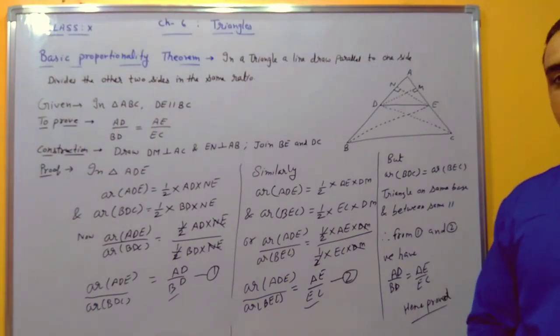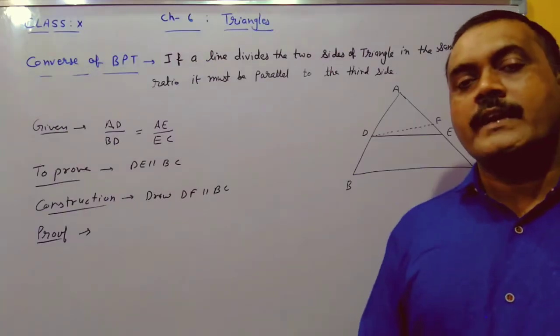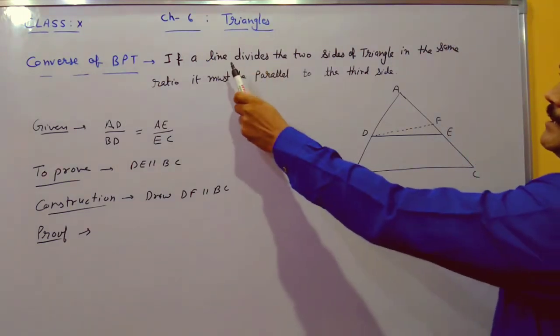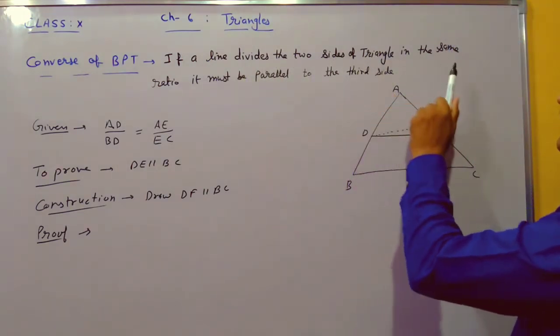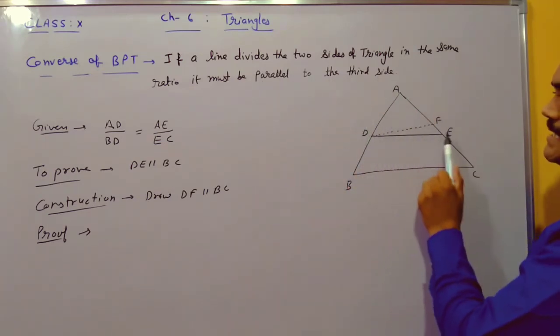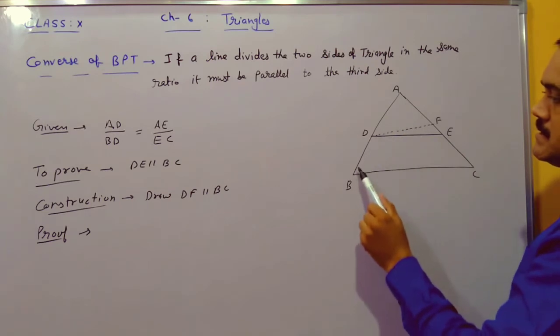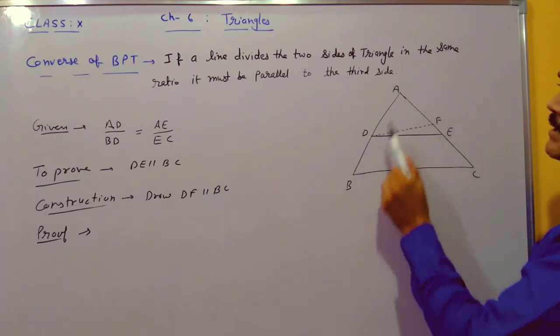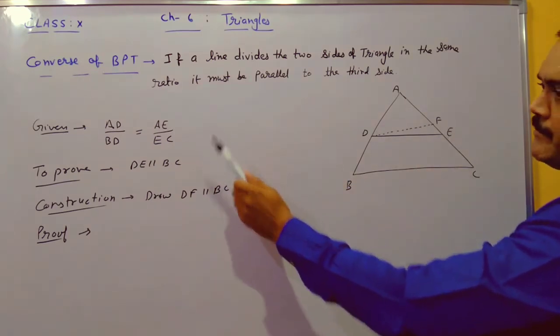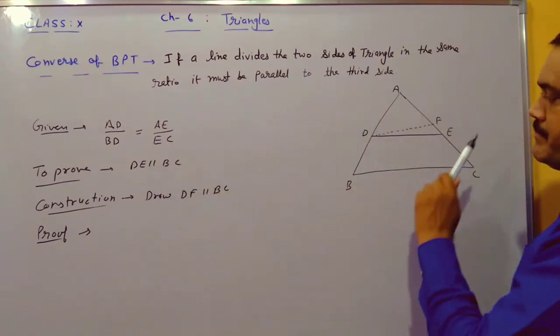Now let us discuss one more theorem. Now we have the converse of BPT. What is it? If a line divides two sides of a triangle in the same ratio, it must be parallel to the third side. So if this DE divides AB and AC in the same ratio, that means AD upon BD is equal to AE upon EC. This is given. We need to prove that DE is parallel to BC.